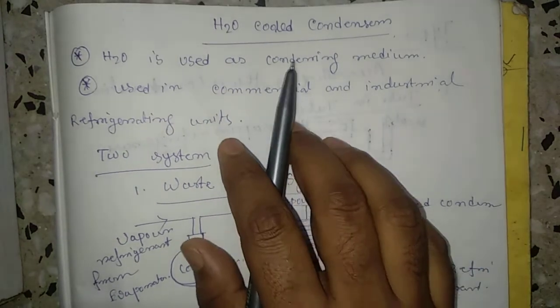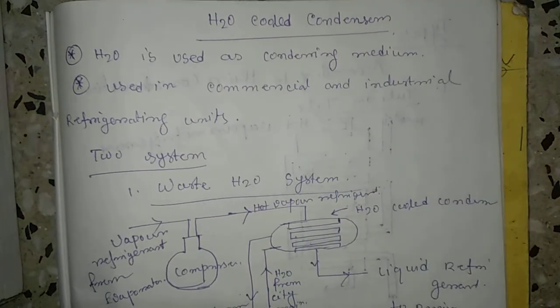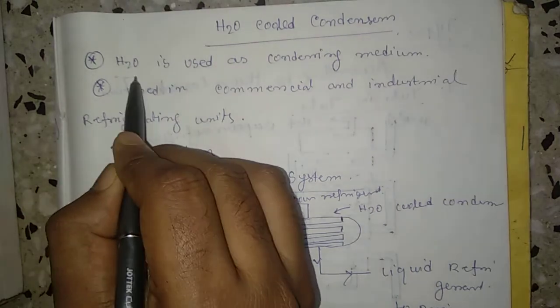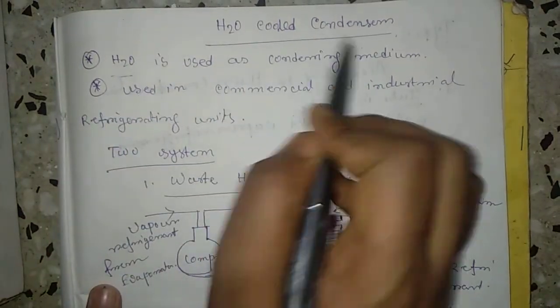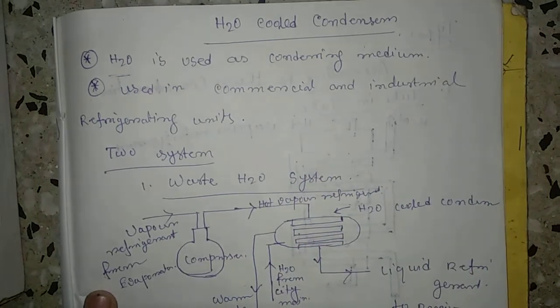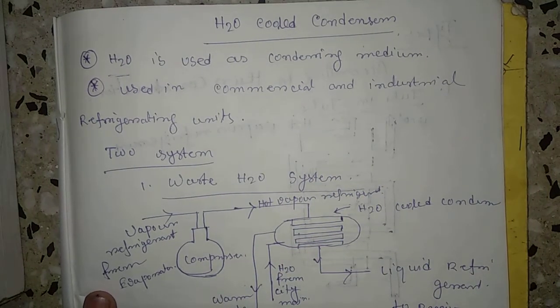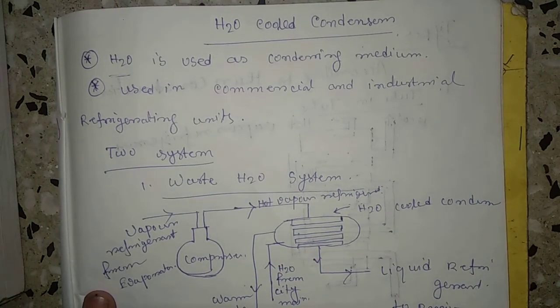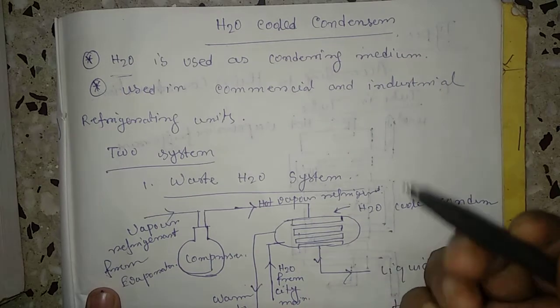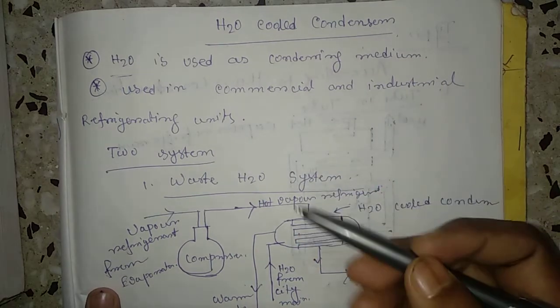Now in the water-cooled condenser, the condensing medium is water, so that's why the name is water-cooled condenser. Water is used as a condensing medium. We know that air-cooled condensers are basically used for domestic purposes, like a household refrigerator, or small capacity units.